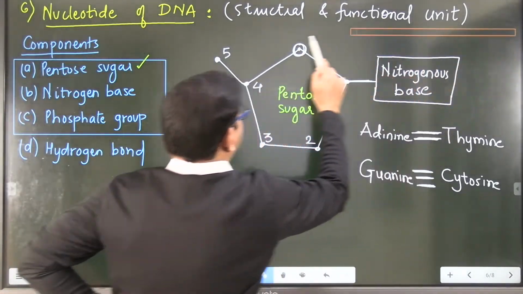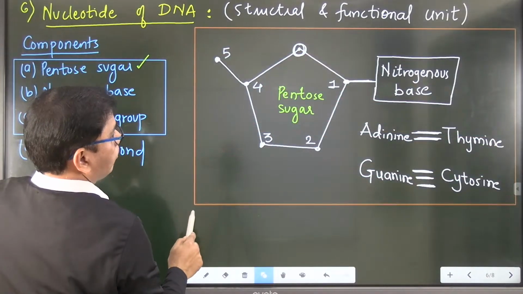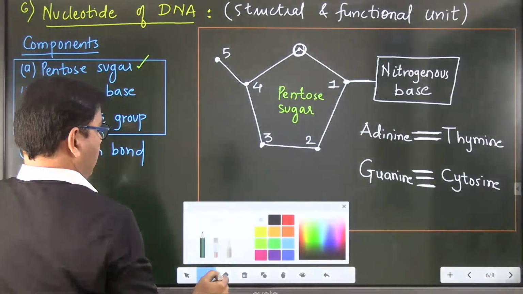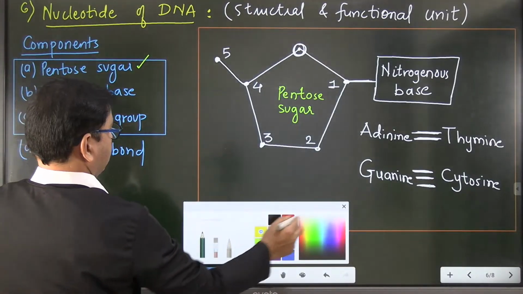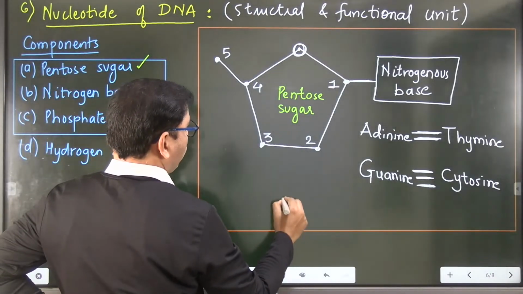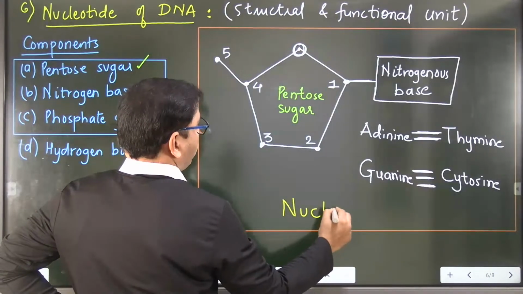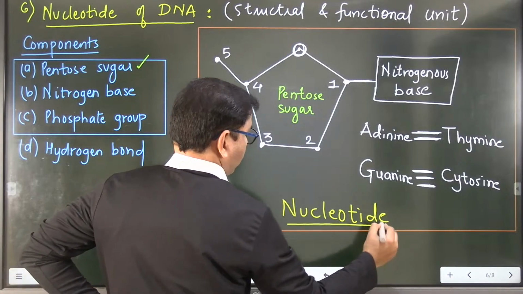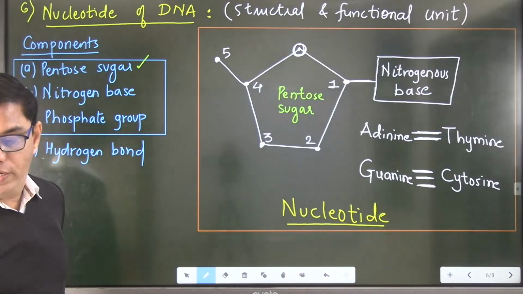Okay, make a box around this diagram and label it. This is what? Nucleotide. You can use a pen to write the title. Okay, this is the most ignored diagram.